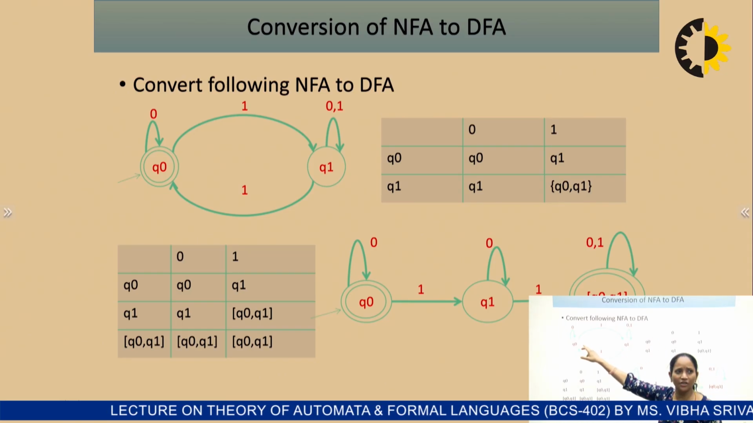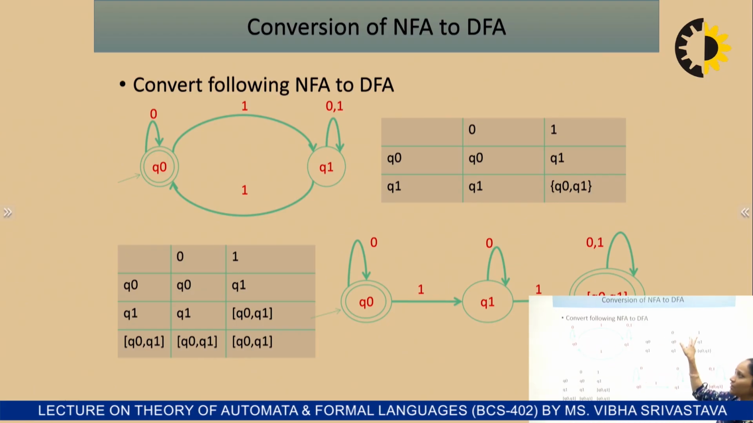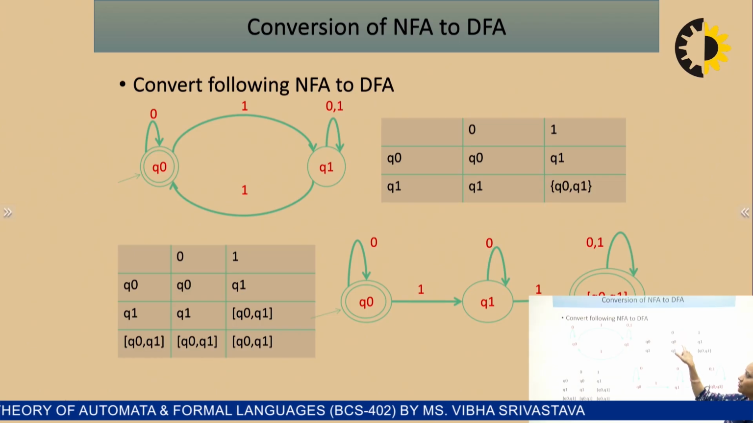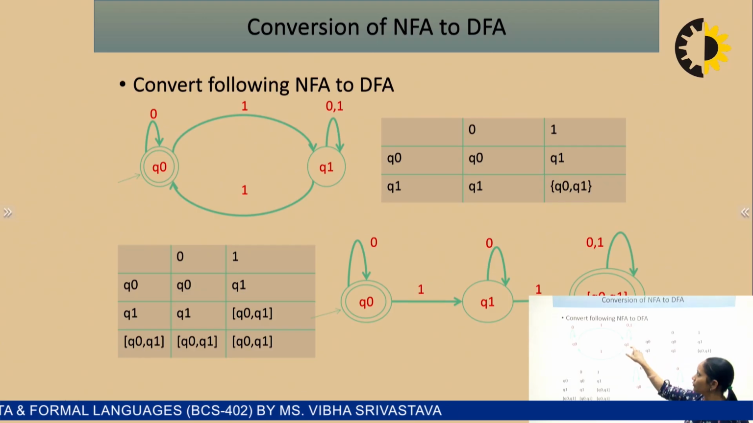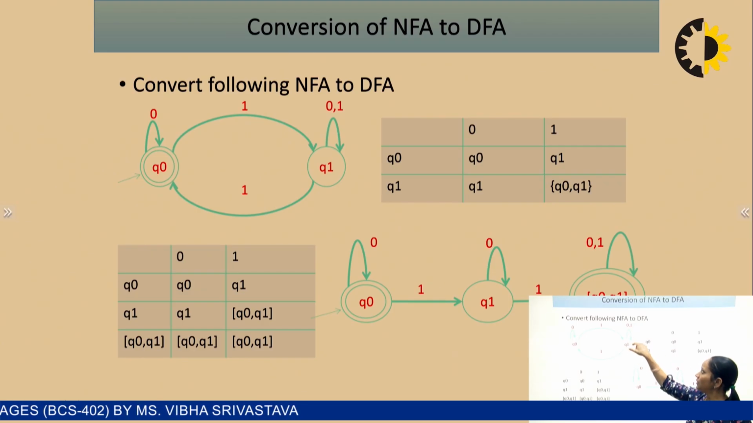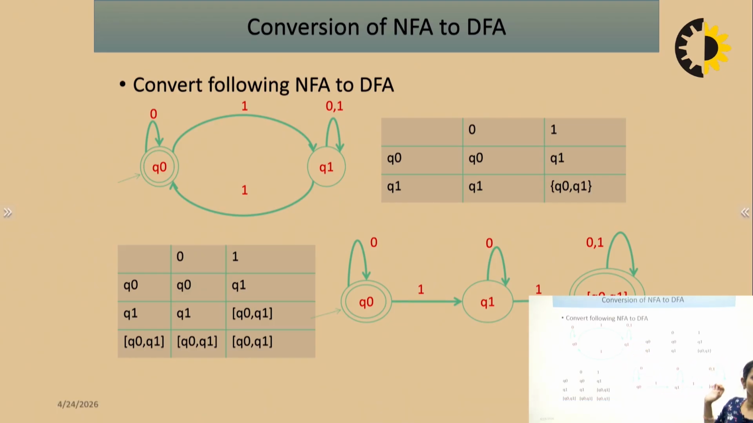The transitions are defined for the input symbols 0 and 1. From Q0 on 0, the transition is Q0. From Q0 on 1, the transition is Q1. From Q1 on 0, it is Q1, and from Q1 on 1 there is a multiple move, that is Q0 and Q1. So this is the NFA for this transition diagram.